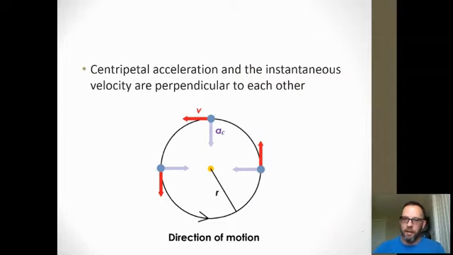Something else about the motion. Now that we've established the direction of the acceleration, we often call it centripetal acceleration, a_c. The instantaneous velocity is always tangent to the circle, but the acceleration is always towards the center of the circle. So these two things are always perpendicular to each other. That's just by definition. Towards the center and tangent always makes a right angle on a circle. So just keep that in mind.